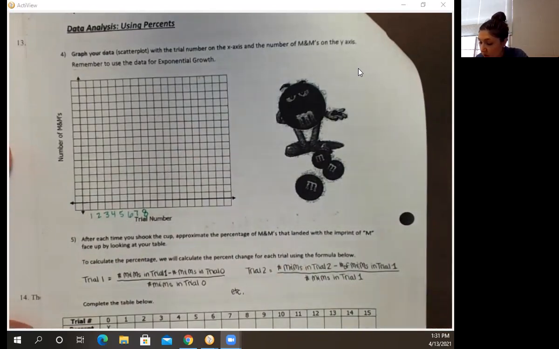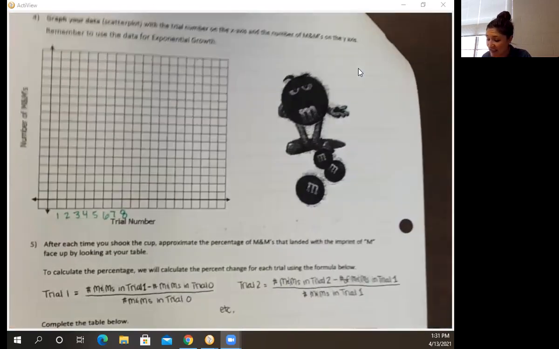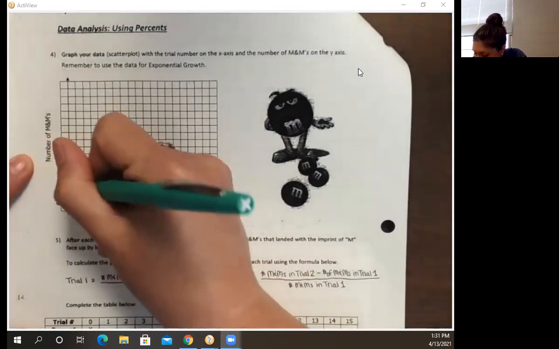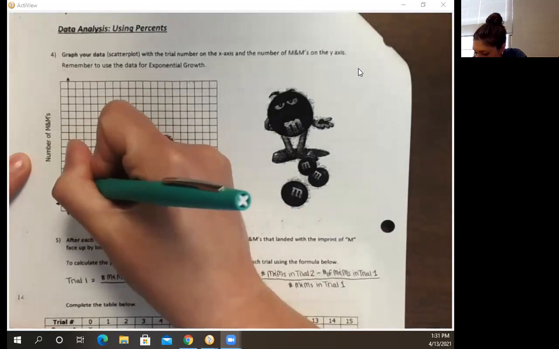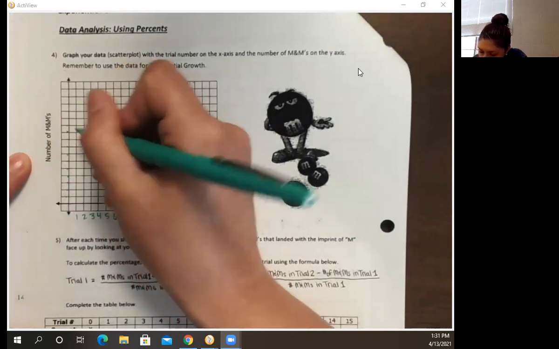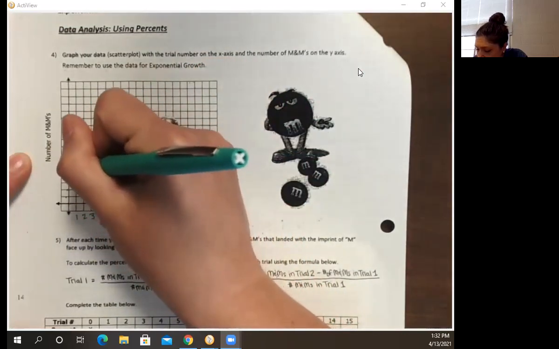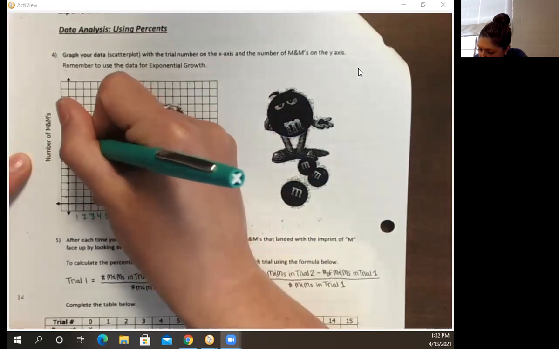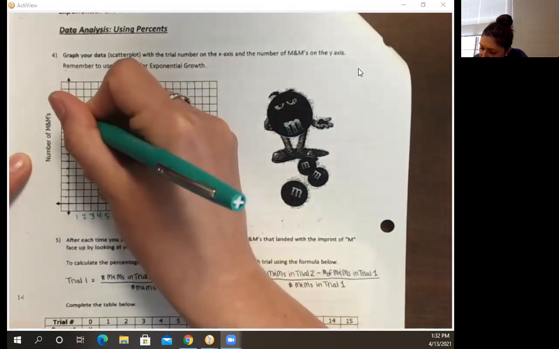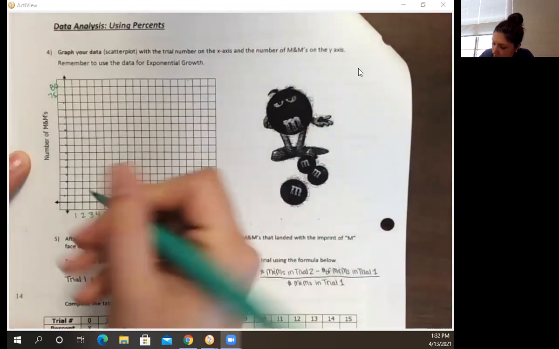I just labeled every one. And then our number of M&Ms, we're going from 2 to 78. So let's see if we could go by 2s. 2, 4, 6, 8, 10, 12, 14, 16, 18, 20, 22. We're not going to be able to do that. Maybe by 5s. 5, 10, 15, 20, 25, 30, 35, 40, 45, 50, 55, 60, 65, 70. There'd be 75 and 80. So we could go by 5s here.